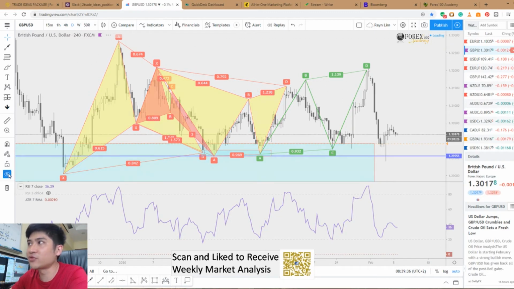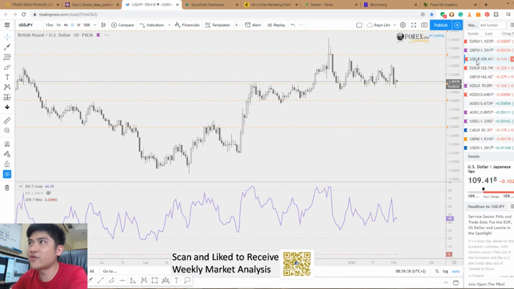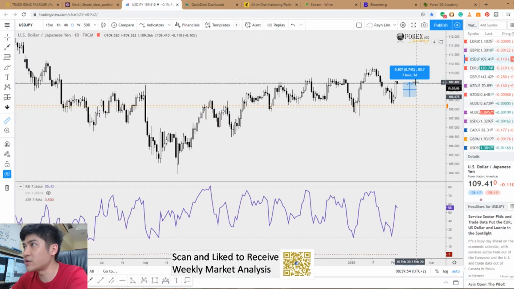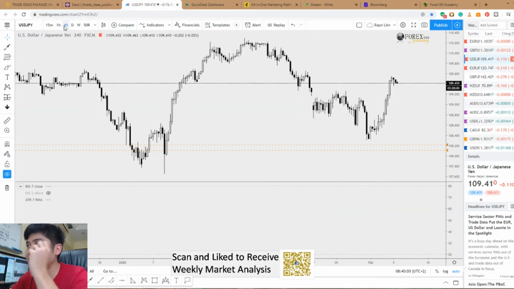Right now, let's move to the next pair. Dollar yen, also a very interesting setup. All right, so dollar yen on the daily chart, we can see that there is an uptrend movement over here, and it does have a strong close above the high. This entire movement is amazing, man. Okay, so the opening and the closing over here is about 83 pips. Fantastic. All right, so down to the 4-hour chart.